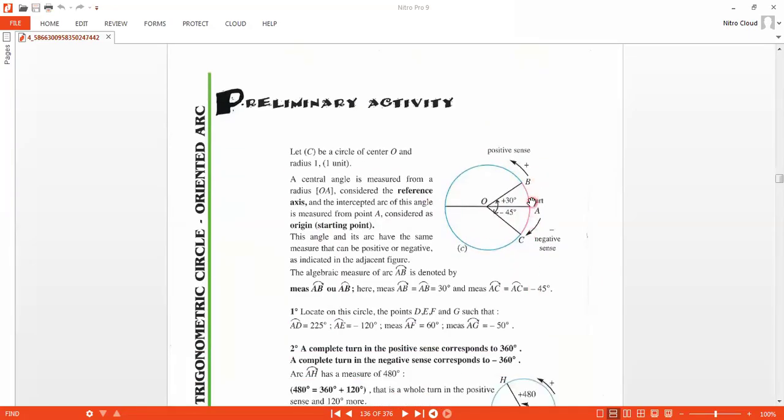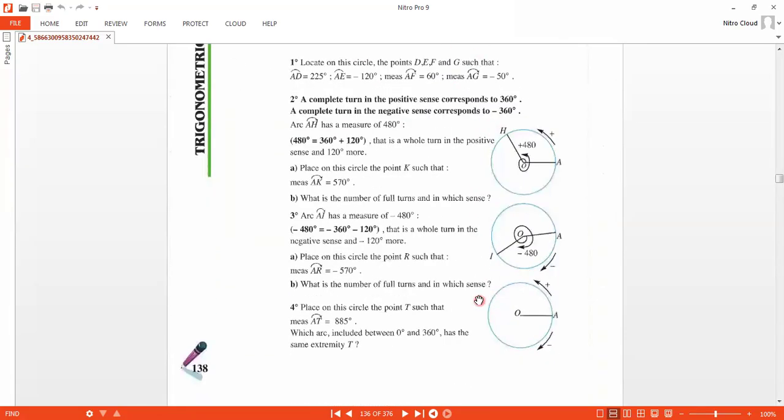We need to know that a complete circle is 360 degrees if you go in the positive sense, and it's minus 360 degrees if you go in the negative sense. Suppose here we have a point F. From A to F, it's a semicircle or it's a half turn. It's not a complete turn, it's a half turn, so it's 180 degrees. And if you go in the negative sense, it will be minus 180 degrees.